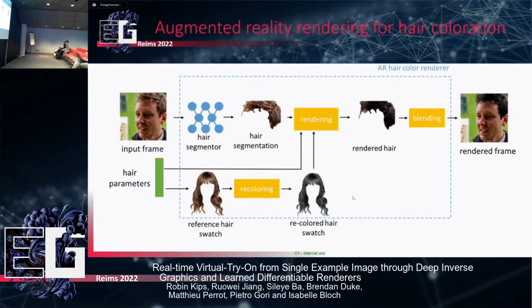For hair coloration, the pipeline is the following. We have an input frame and a system that will segment the hair. On another side, we have the hair parameters that you have to the left. The segmented hair color is rendered on a reference hair swatch, and the reference hair swatch is recolored to the target hair parameters. Then the recolored hair swatch is blended back with the segmented hair to give the rendered hair, and at the end, the rendered hair is blended back to the original person, so that in this way the person can try a new hair coloration.